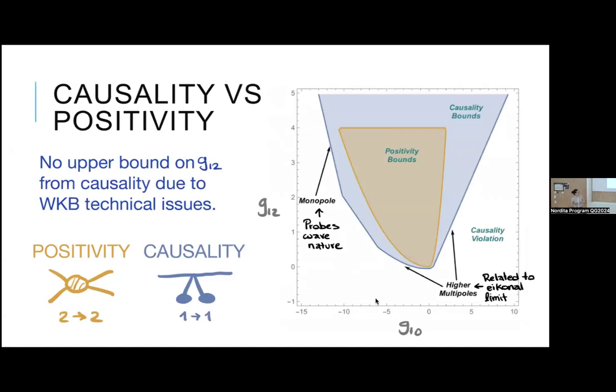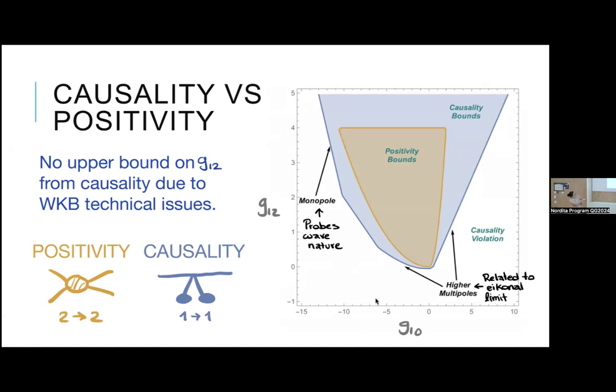But let's just go to the results. Here what I'm showing you is the bounds between those operators G10 and G12. From positivity bounds, this you can find from 2-to-2 scattering. From causality, everything I've told you about how to solve this with the WKB is basically equivalent to computing a 1-to-1 scattering amplitude on a non-trivial background.